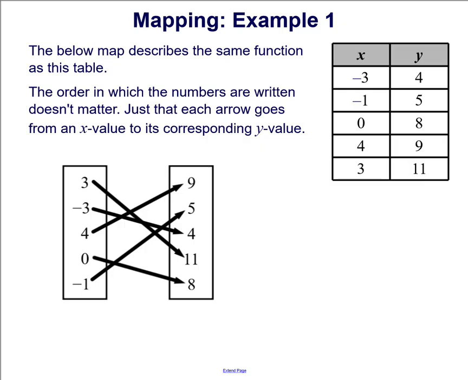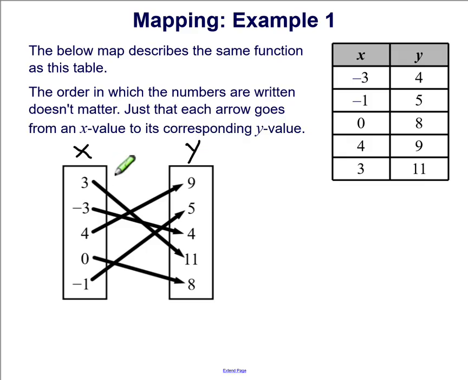Mappings are another way to describe discrete functions. The below map describes the same function as the table. The order in which the numbers are written does not matter, just that each arrow goes from an x value to its corresponding y value. So this is the x here. Okay, so we have x, and this is y.